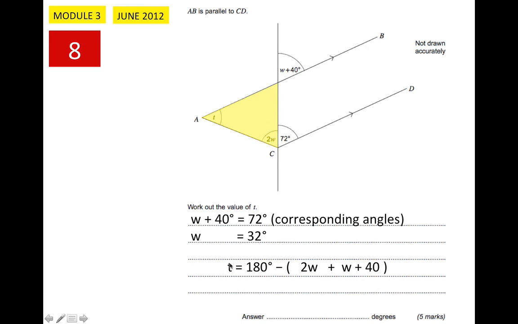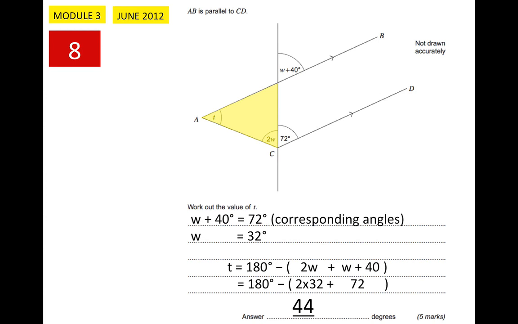So if we want to know what T is, then we need to do 180 minus the other two angles, the 2W and the W plus 40. Now we just worked out what W is, so instead of having all those W's there, we can have actual numbers. So instead of that, we've got 180 minus 2 times 32 for 2W, and 72 for W plus 40. And if we work out all of that, we get that T is 44 degrees.